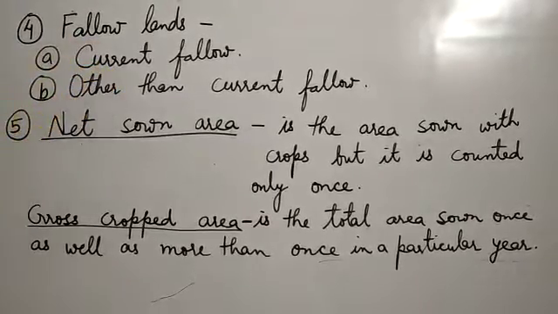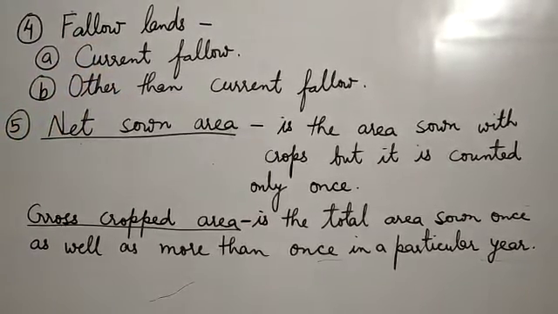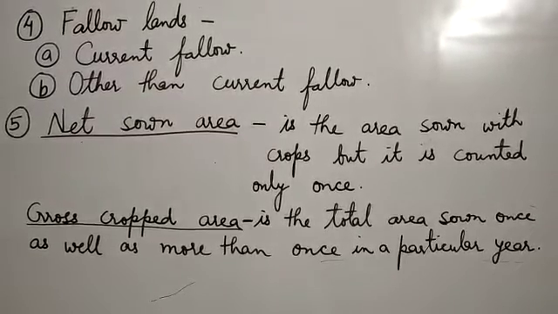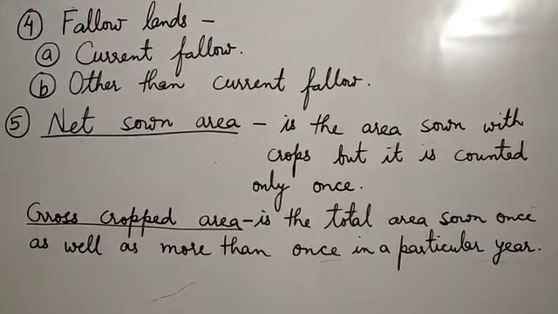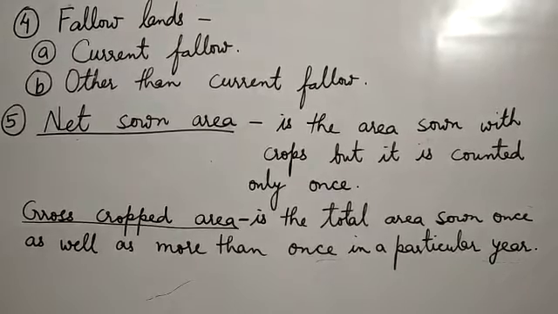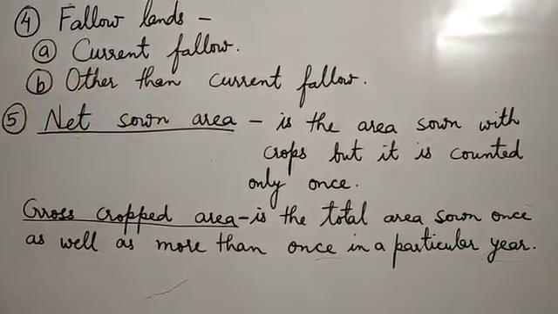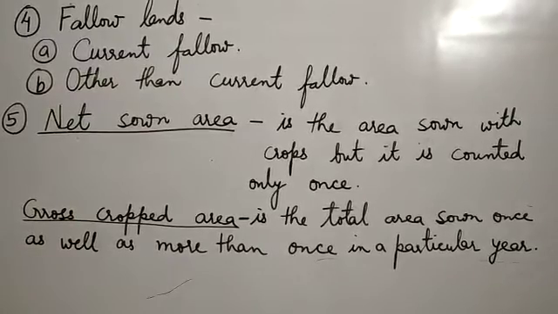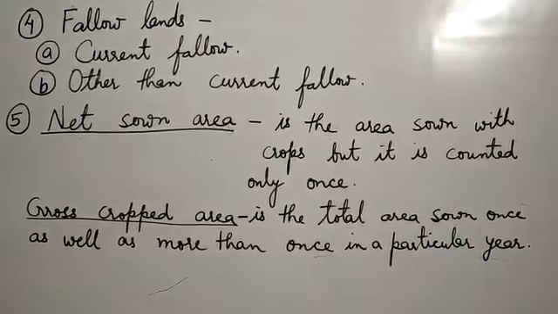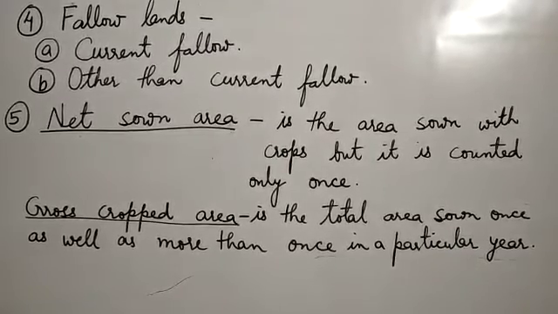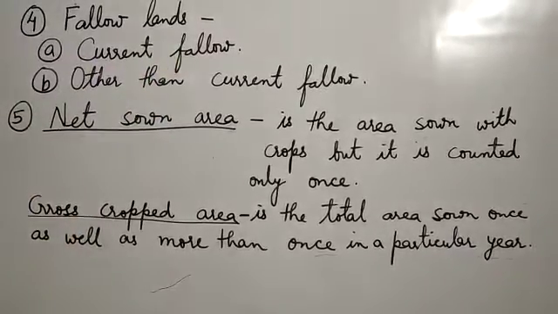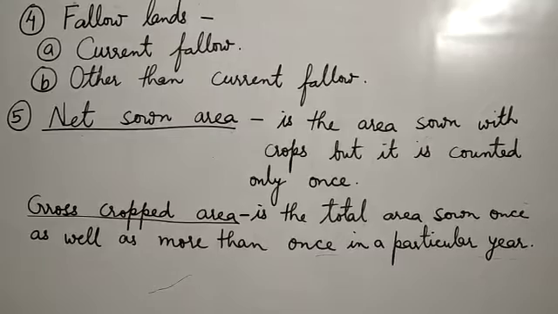Current fallow means the land which is left uncultivated for 1 or less than 1 agricultural year. Other than current fallow is fallow land which is left uncultivated for more than 1 and less than 5, so 1 to 5 agricultural years. That is called other than current fallow land. So that is the use of land resources.